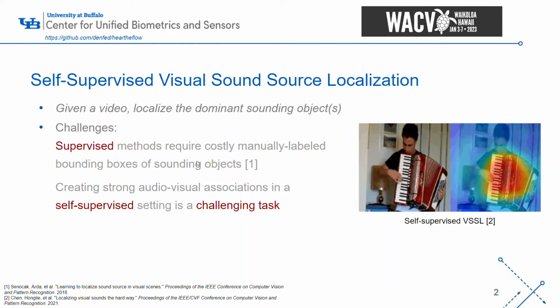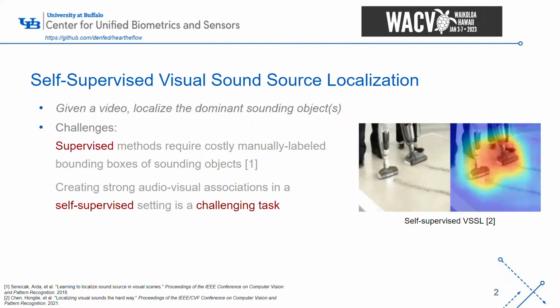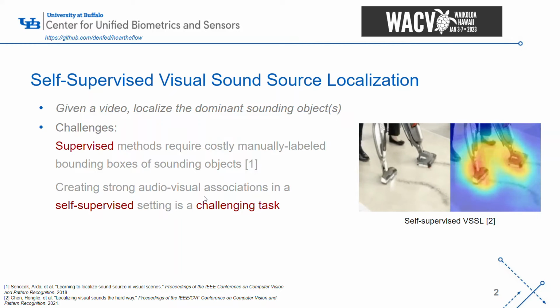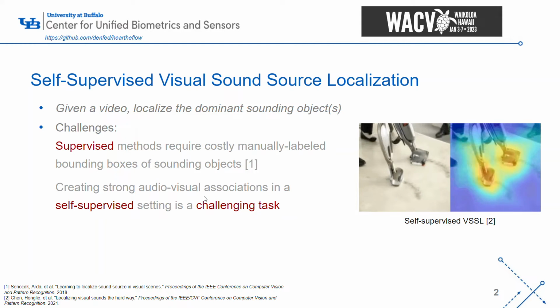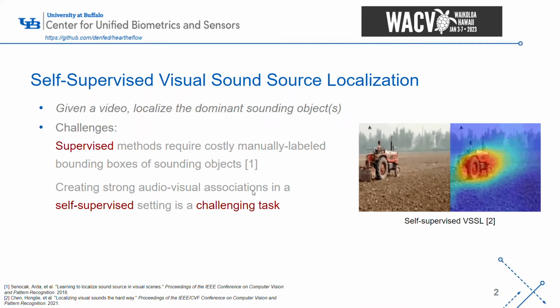And we can easily train a supervised method to do this, but it would require some very expensive bounding boxes to be labeled manually. And so the question is, can we do this in a self-supervised manner? And as we know, building strong self-supervised models is a challenging task.